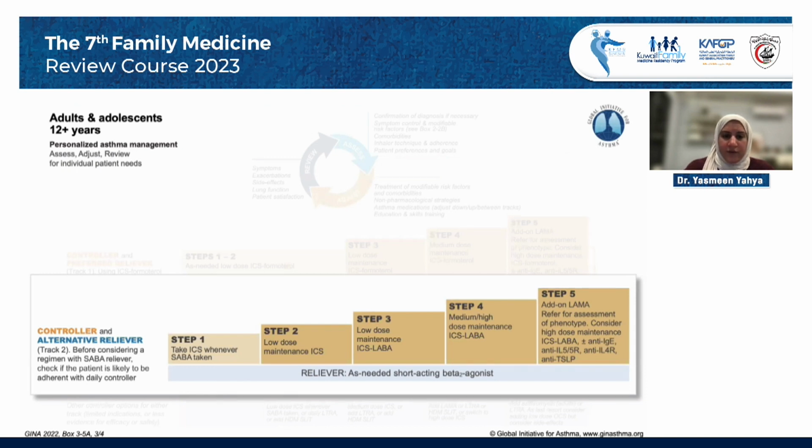The alternative track is for when, for example, you cannot give Symbicort. So here he will take ICS whenever SABA is taken, and then low-dose maintenance ICS, so maybe here Bicotide, and then here maybe Flutiform 125, and then here maybe Flutiform 250, and then you should refer.